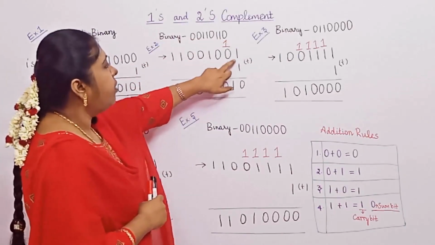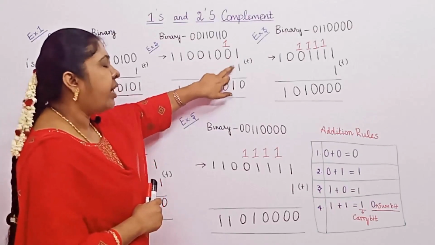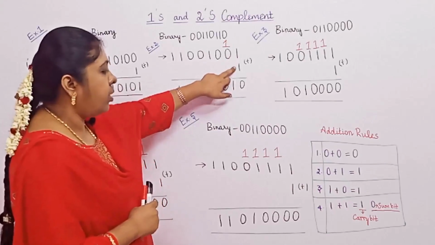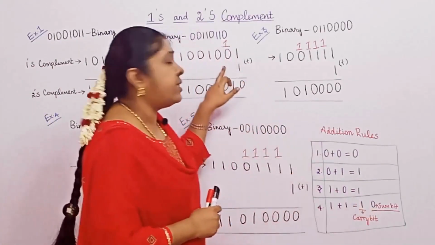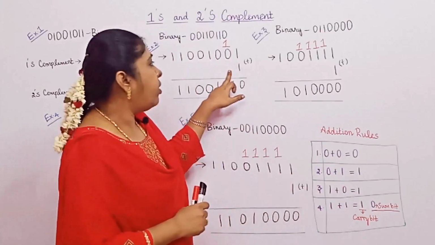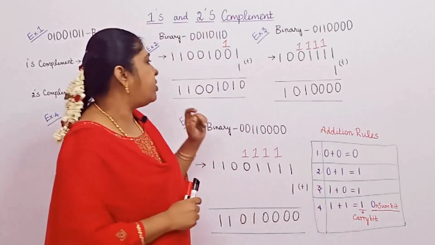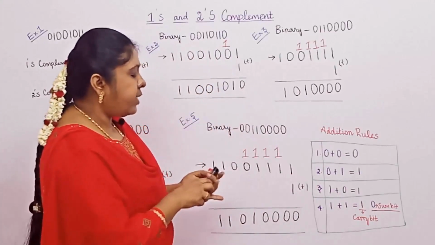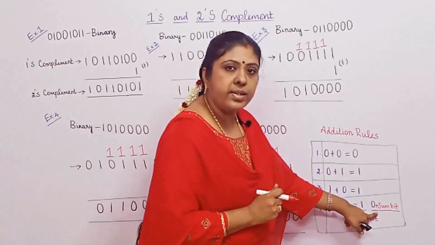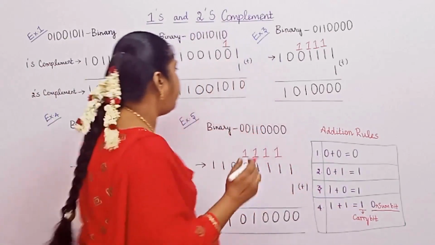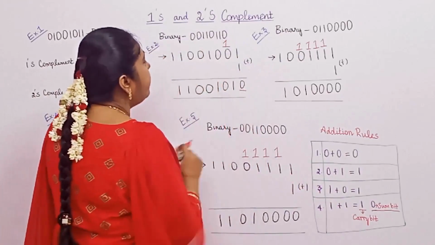Now we are adding 1 plus 1, that is the last digit. So 1 plus 1, as per the fourth rule, is given as 10. Its decimal value is 2 and since we are doing binary addition, it should be represented as 10 only. Here the last digit 0 is the sum bit and 1 is the carry bit. So this 0 is the sum bit and this 1 is the carry bit.